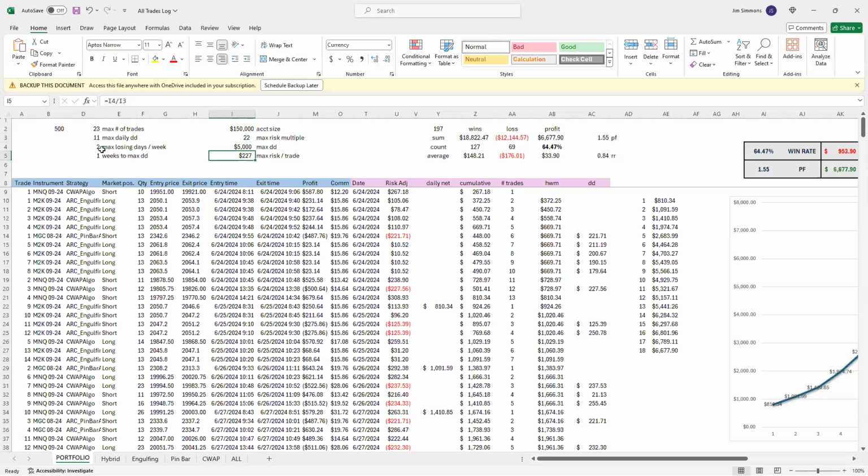Okay. Now you can do this in any way, shape, or form you decide. I can't tell you how much to risk. That's entirely up to you. It's entirely up to your model and what you want to go with. But based on this, let's look at the numbers.